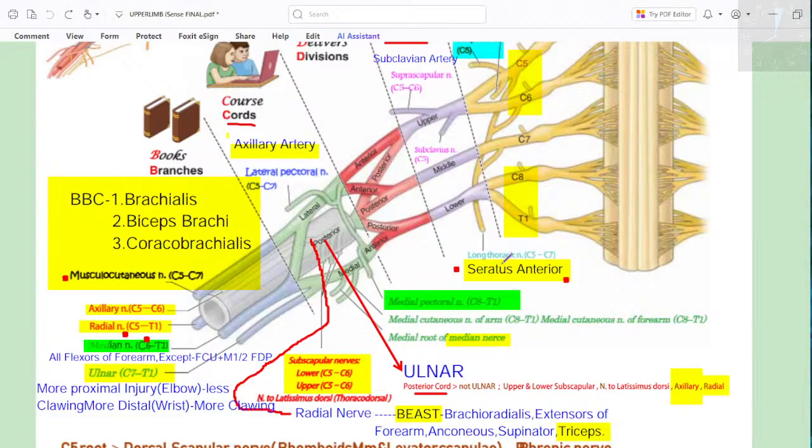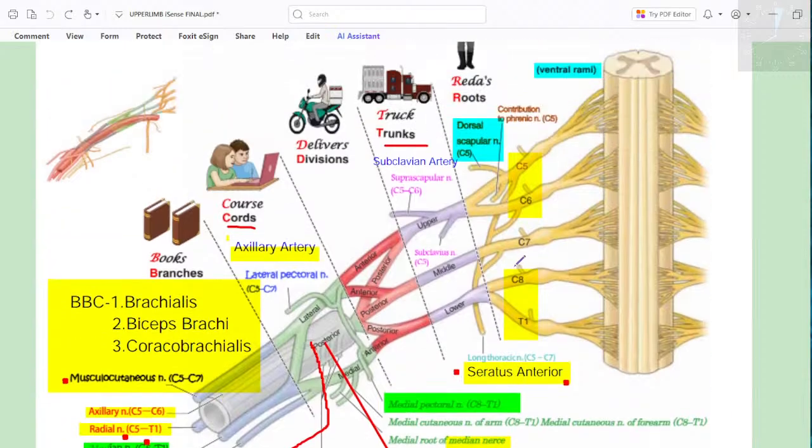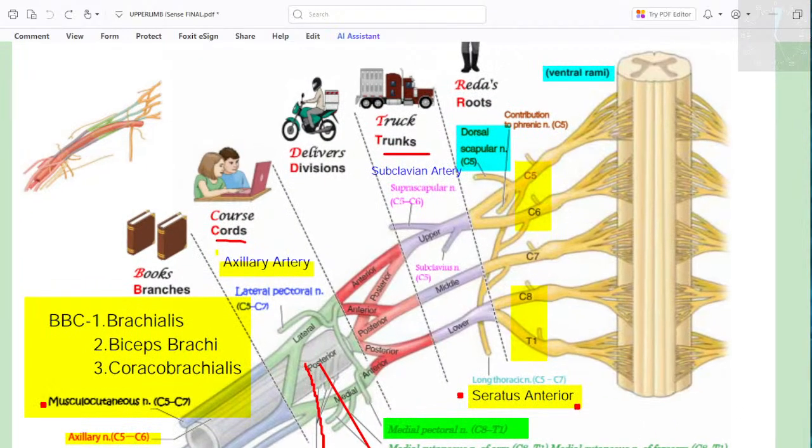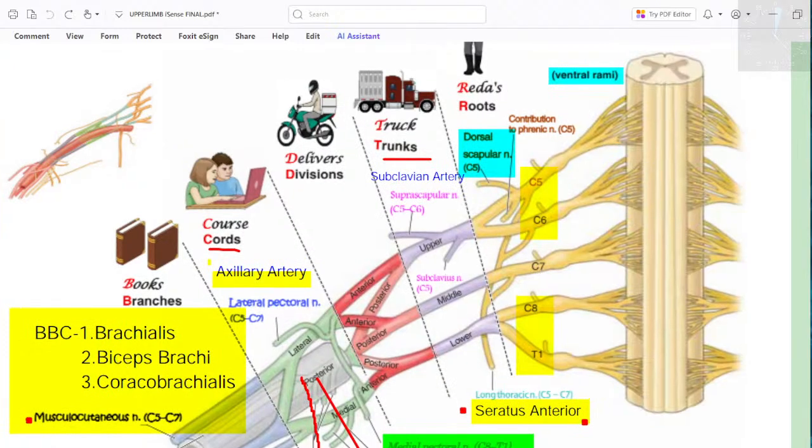Now, from the root level, we have a few nerves. This is the maximum size on my screen. Maybe in your setting, you can try to adjust the view, because MacBook settings may be a little different. It's okay. You can zoom in, zoom out.